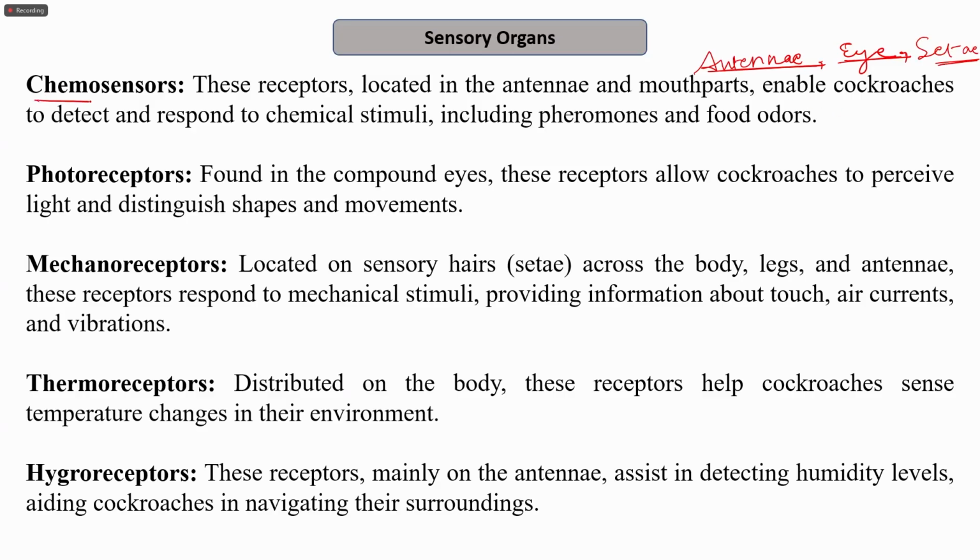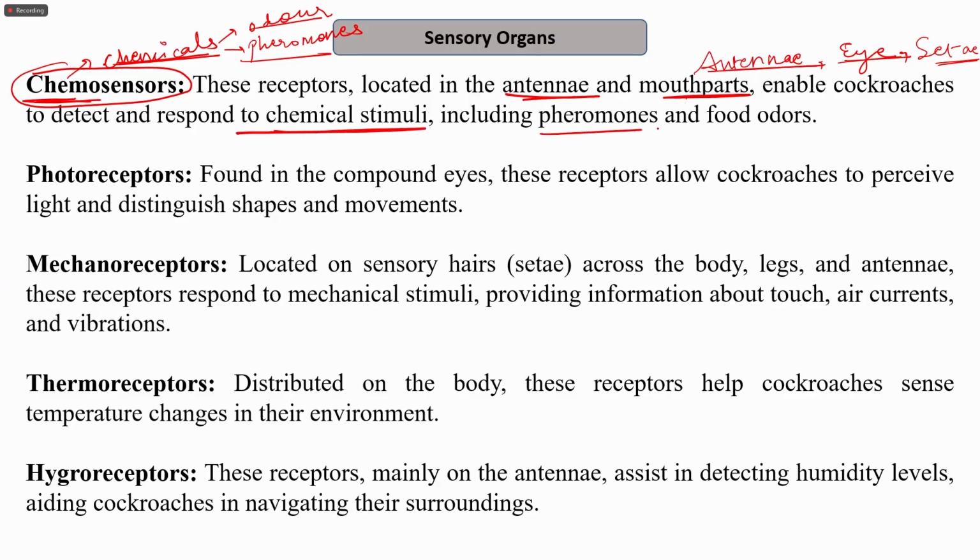So chemosensors, as the name suggests, chemo means related to chemicals. So anything that can be odor also, it can be pheromones, anything that is related to the chemicals. So they have chemosensors to detect that. These receptors are located in the antennae and in the mouth parts that enable the cockroaches to detect and respond to the chemical stimuli, including pheromones.